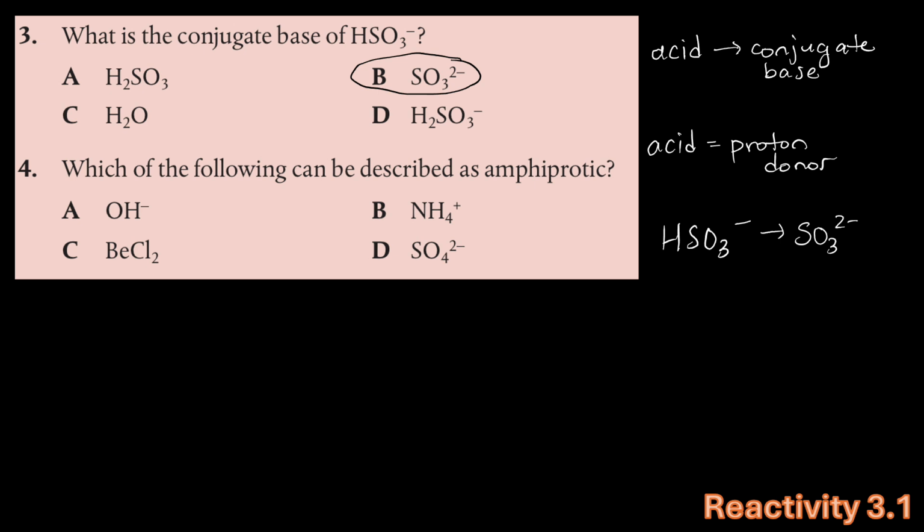So when we're looking at number 4, you should be able to automatically cancel out C and D because there's no hydrogen. Now looking at our 2 options, hydroxide and ammonium, hydroxide could technically donate that hydrogen and become an oxide ion. And of course, the most common would be hydroxide accepting a hydrogen and becoming water. So because hydroxide can both donate and accept a proton, A would be your choice for amphiprotic substance.